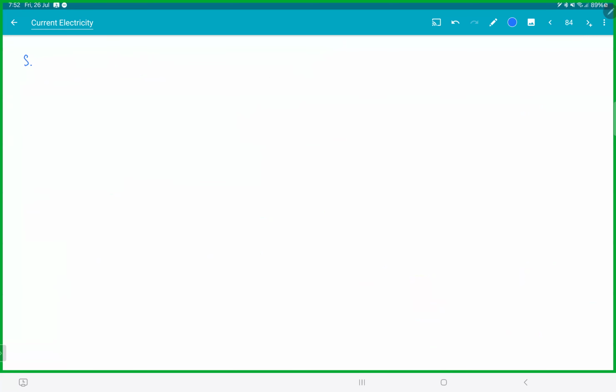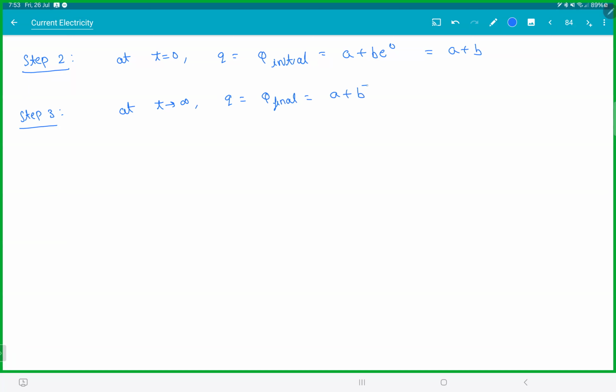Step 2. Use the initial condition. At t is 0, you know the charge is Q initial. So this would be A plus B into e power 0. So you'll get one equation. Step 3, at t infinity, Q is Q final. That is A plus B into e power minus infinity, that is A's value. There, you'll get all the values from there.